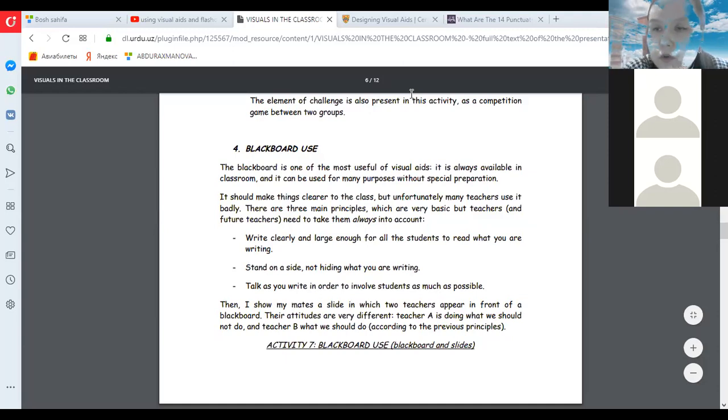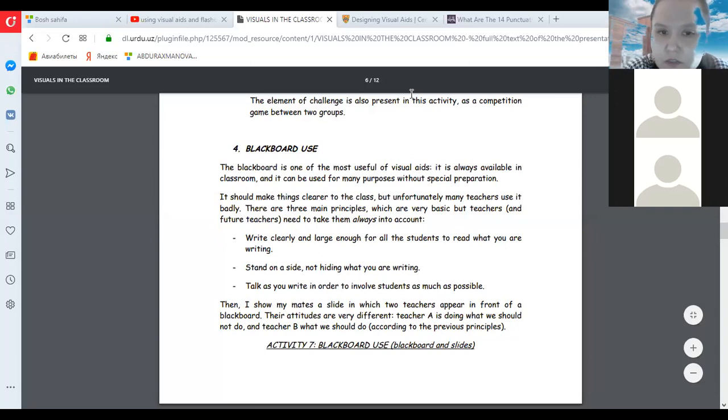Why? Because it's also a visual aid, and all the students should read what is written on the blackboard. It should be very visible. Stand on a side, not hiding what you are writing. So you should stand on one side because they have to see your writings on the board.